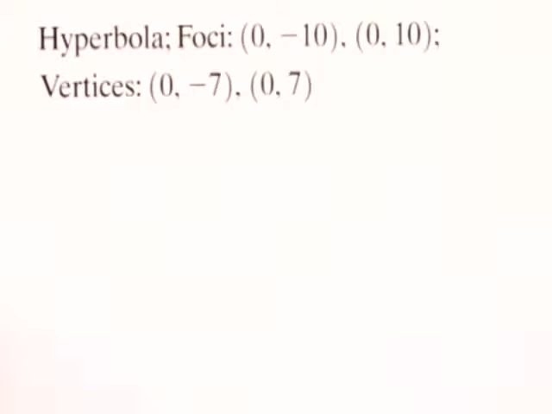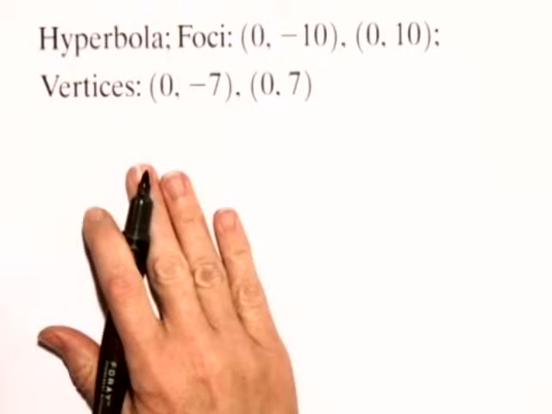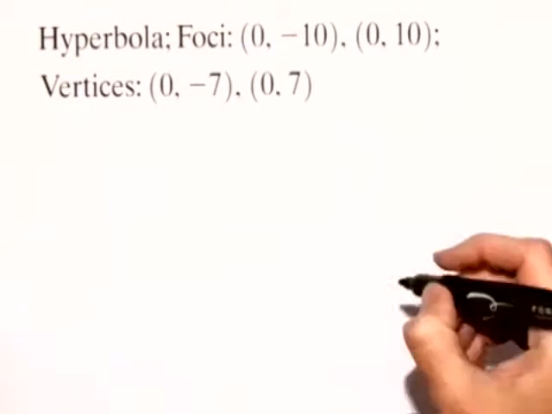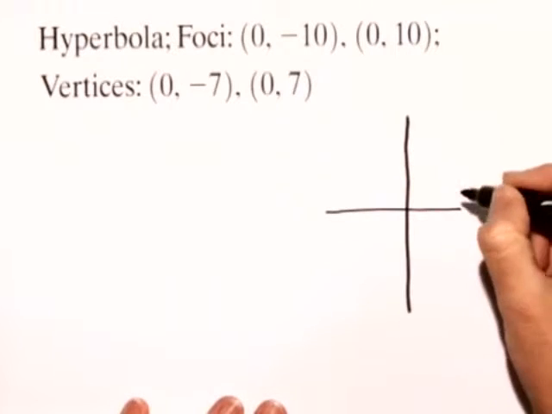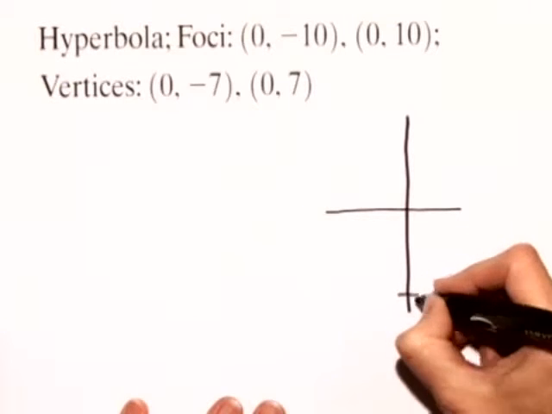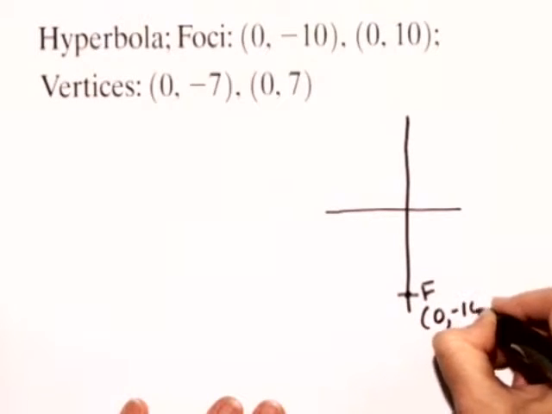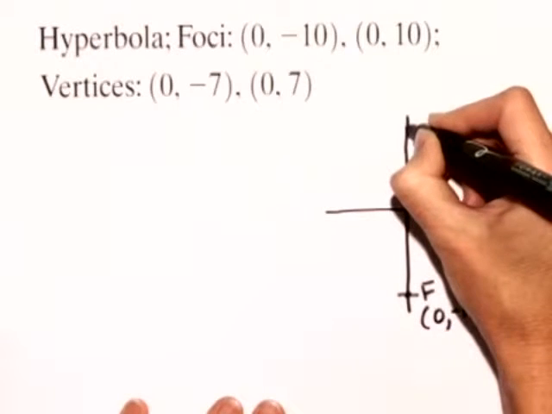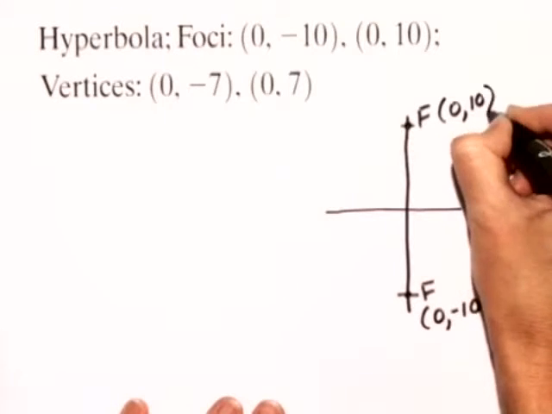In our next problem, we'll come up with the equation of a conic section in standard form. We're given a hyperbola with information about the foci and the vertices. Let's do just a quick sketch of these points to help us. We can see that we have one focus located at (0, -10), and we have another one located up on the y-axis at (0, 10).